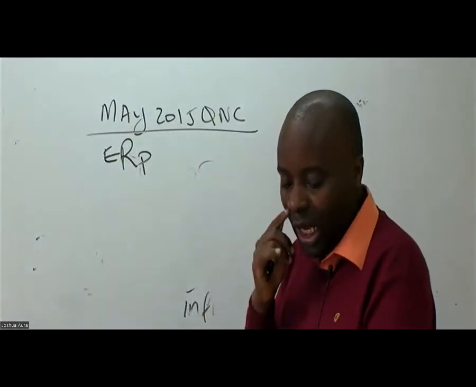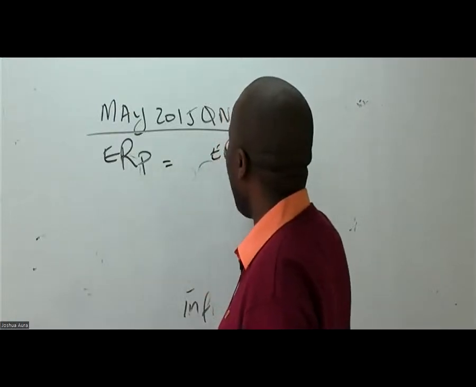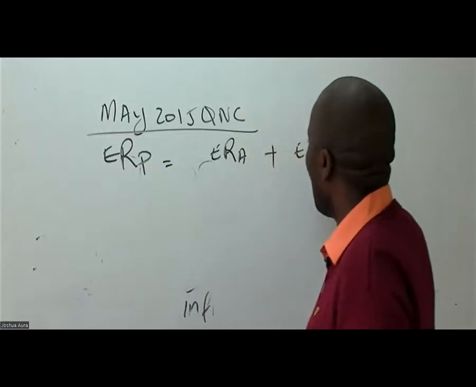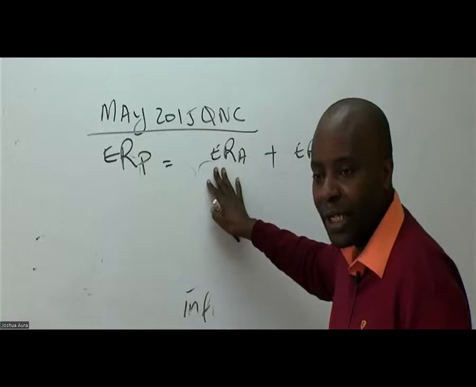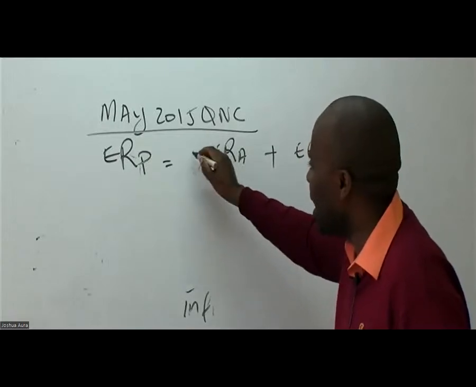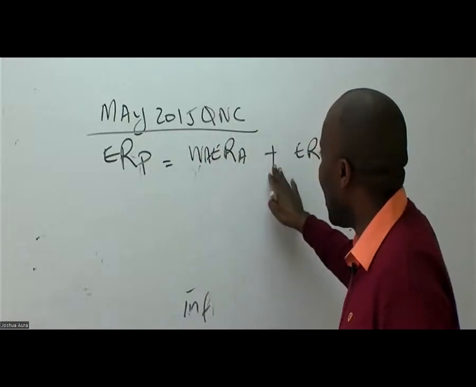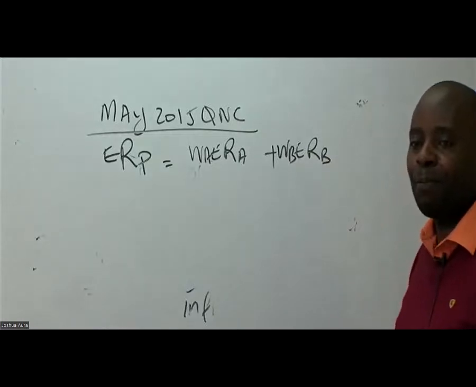So then expected return of a portfolio will be expected returns of A plus expected returns of B. But now remember, we are not going to invest in A 100%. We have the weights. So we must attach the weights here. So this is weight of A times expected return of A plus weight of B times expected return of B, like that.